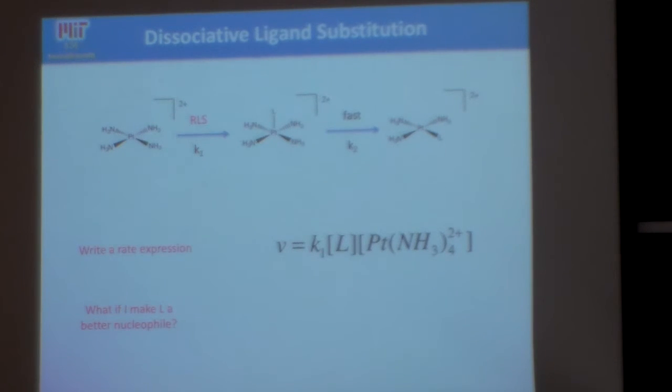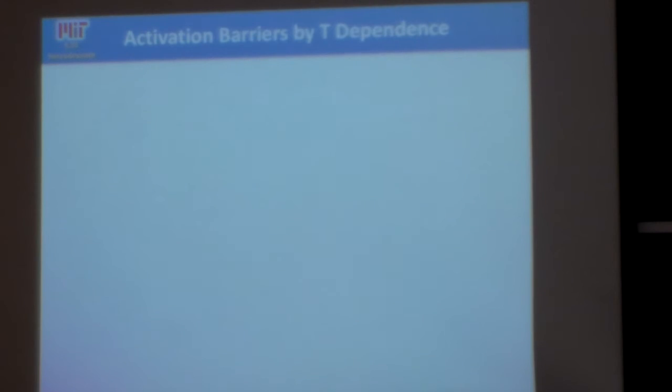Again, what if we make the ligand a lot more nucleophilic? We find that we would lead to a strong rate enhancement because now we're gated by the rate of that new incoming ligand binding to the metal center, and not gated by the dissociation of a ligand that's already bound from the metal center.